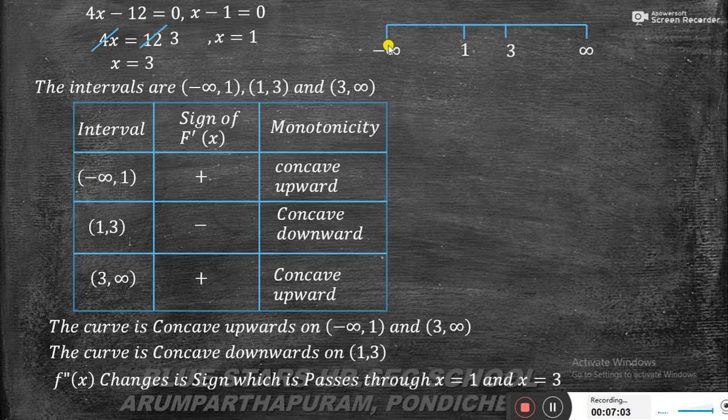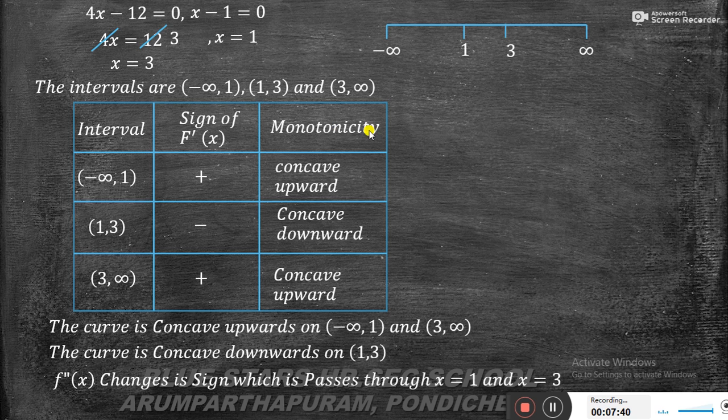Now I substitute in the number line: minus infinity, plus infinity, 1, 3. So the intervals are minus infinity to 1, 1 to 3, and 3 to infinity. Therefore for the intervals, I take two columns: one is intervals and another one is the sign of f double dash. They ask about the concavity, so concavity means you just take f double dash, not f dash. Suppose they ask about monotonicity, then you take f dash, but in this problem they ask about concavity, so you take the sign of f double dash.